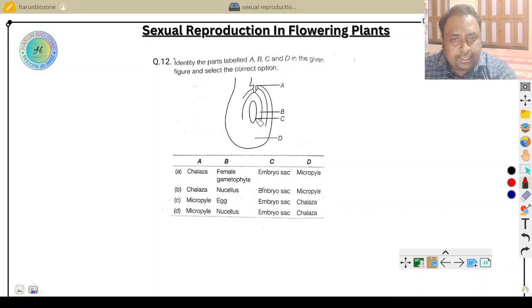Number C is the embryo sac. Inside this embryo sac, synergids, antipodal cells, polar nuclei, and egg are present. And this is the chalaza region. Okay, here the right answer is D. This is the micropyle through which the pollen tube enters into the ovule. Number B, this is the nucellus region, diploid cells. C is the embryo sac within which the antipodal cells, synergids, egg cell, and polar nuclei are present, and this is the chalaza region. Then here the funiculus, hilum, etc. are present. Next question.